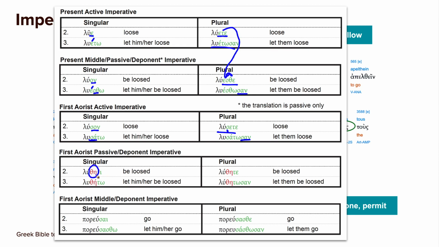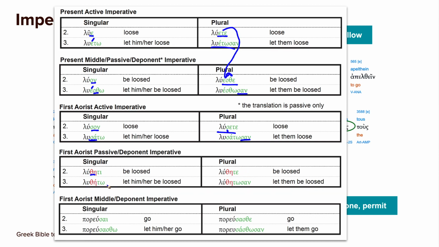So it's lutheti. You can see a little better. Lutheti. And it's, by the way, you add T instead of, there's no E. So lutheti, it'll sound more familiar. And then it becomes luthete. Basically, you just have this iota changed to an epsilon in the plural. So talking to one person, be loosed, lutheti. Talking to more than one person, be loosed, luthete.